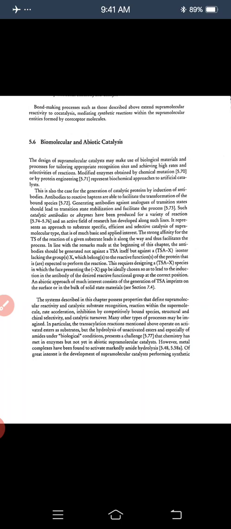This requires designing species in which the phase representing the gap is ideally chosen so as to lead to the induction in the antibody of the desired reactive functional group at the correct position. An abiotic approach of much interest consists of the generation of TSA imprints on the surface of a bulk solid state material.